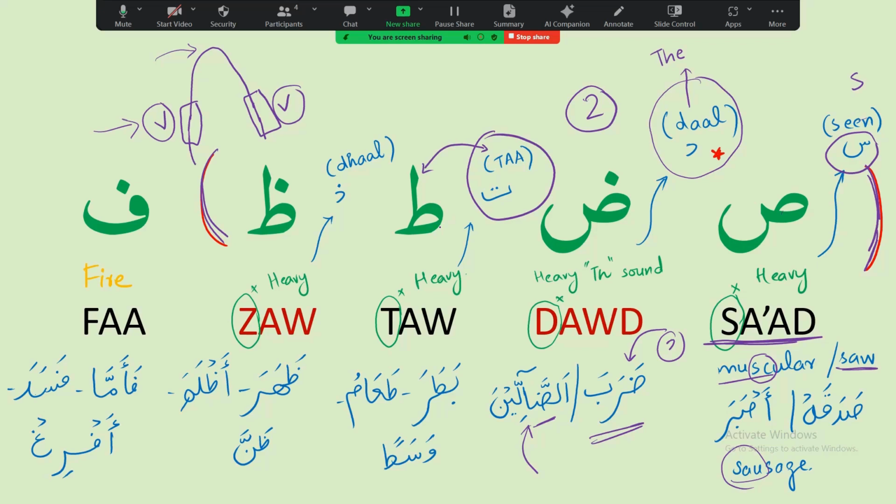If you will not touch the tip of the tongue behind the upper teeth with strength, there is a possibility that it will turn out to be the ta letter, which is a light one. So the 2 points that you need to have in mind for the heavy ta letter are, first, the tip of the tongue touches the back part of your upper teeth with strength. And second, you raise the back part of your tongue, or you can say the middle as well as the back part. Both are raised towards the palate, and you say the heavy sound of ta.